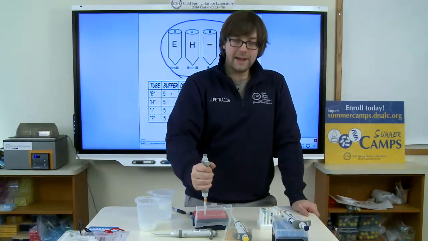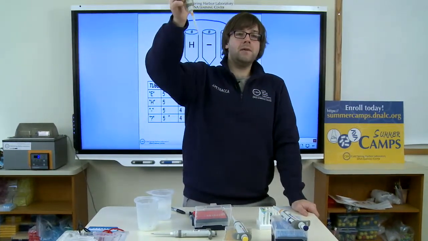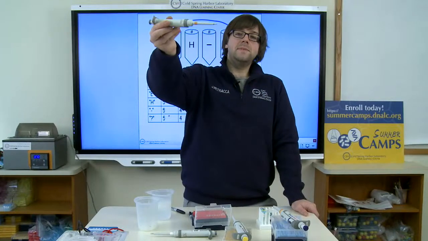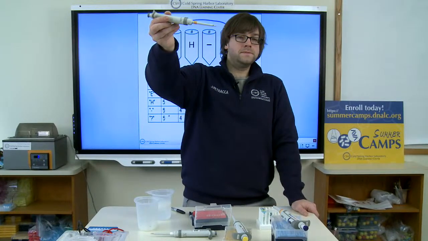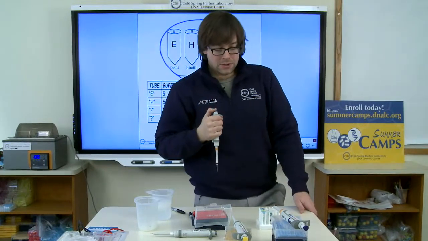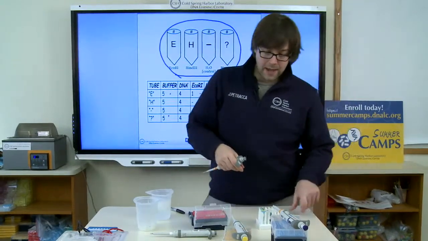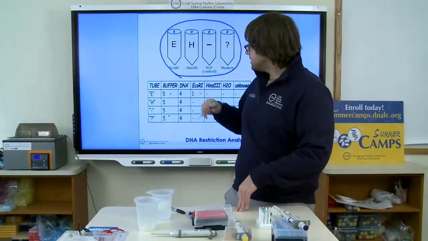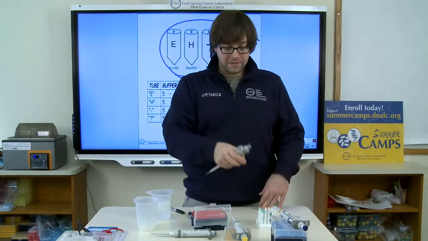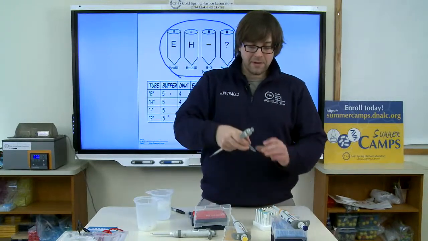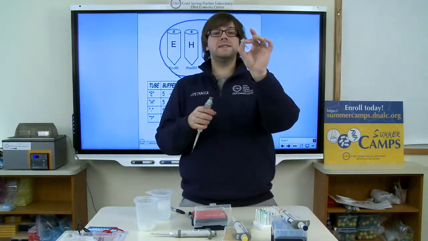I'm just going to basically go like that, tap it a couple times, and when I pull my pipette out, the tip is securely on there. Okay, so now I'm going to start with my buffer like we talked about before. My volume is set for 5 microliters. I'm going to take my buffer tube and pull it up to my face like this.